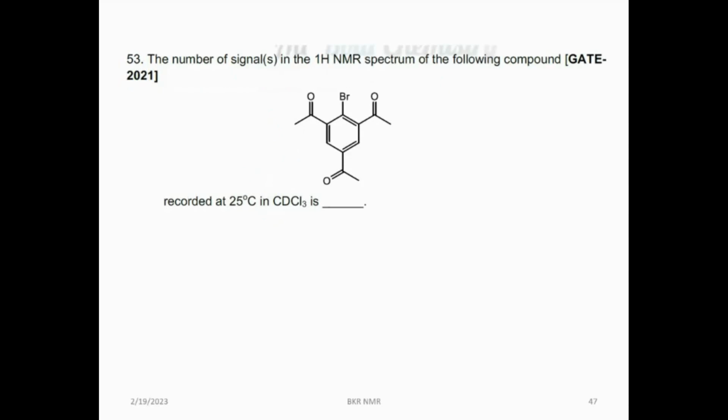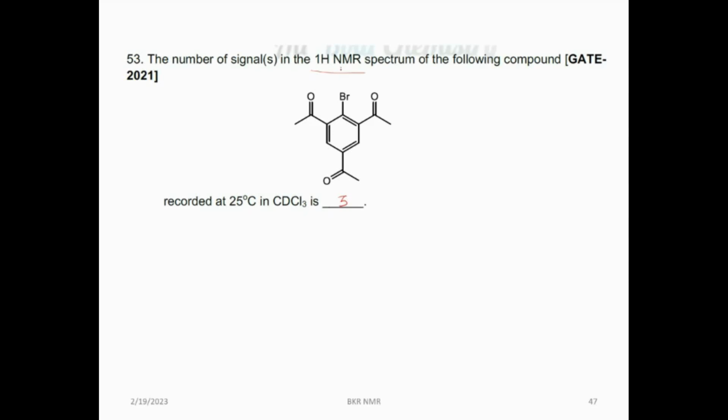2021, previous year. Again a 2 marks question. The number of signals in the proton NMR spectrum of the following compound. Simple, are you clear? They have asked for proton NMR, not carbon. It is a fill in the blanks, you can only give a value. No options. What answer will you write? 3. It may be 3.